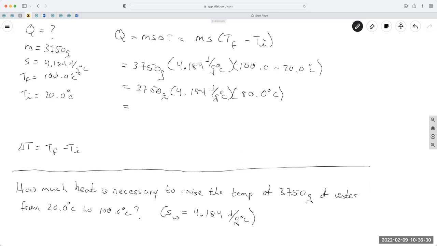And so now I'm going to do the math with my calculator. And this answer is going to have 3 sig figs because the 3750 has 3, 4.184 has 4, and the 80.0 has 3. So I'll put this in scientific notation to make my life easy. So I get 1.26 times 10 to the 6th. And the units, grams cancel, degrees C cancel. I'm going to get joules. So I get 1.26 times 10 to the 6th joules. That's a 6 up there.